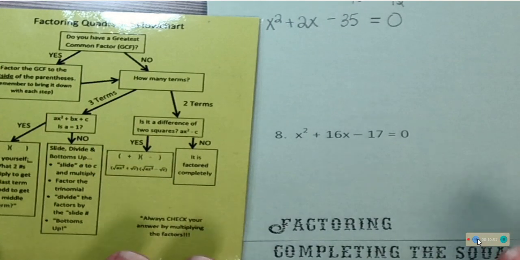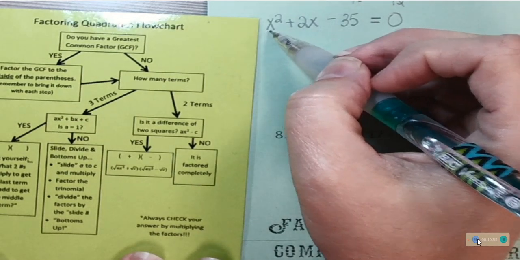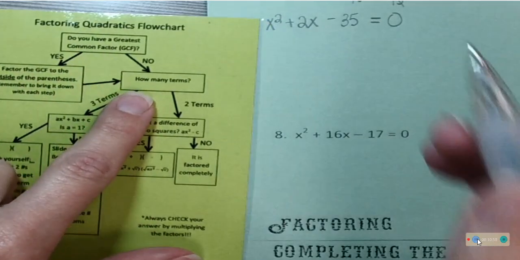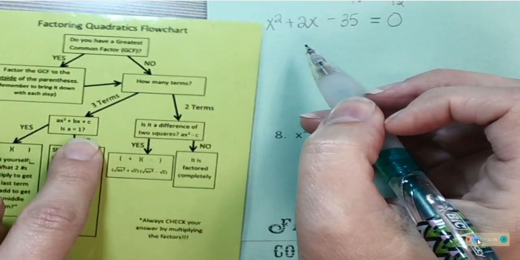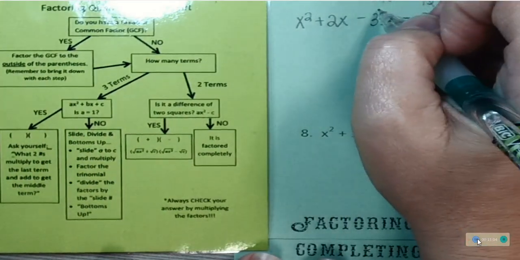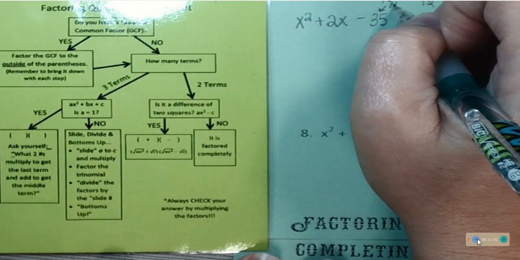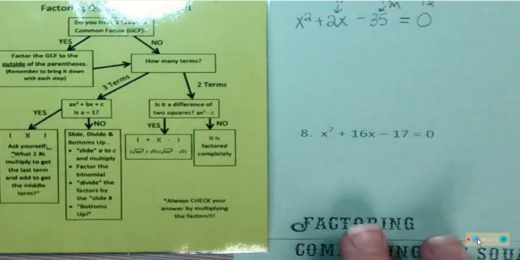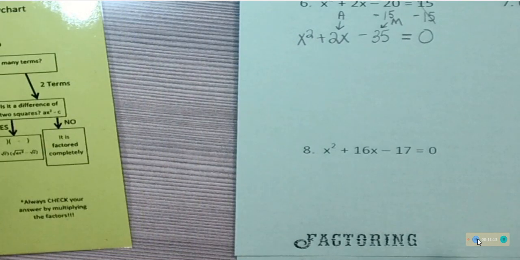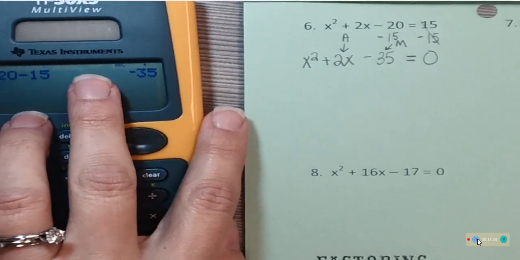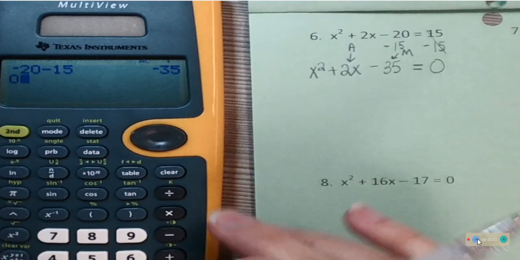So I'm going to follow my flow chart. Do you have a greatest common factor between 1x squared, 2x, and 35? Nope. Okay. How many terms you got? Okay. Is a equal to 1? Yes. So you ask yourself, what two numbers multiply to give you negative 35 and add to give you 2? Now, don't tell me the numbers, because remember, we're having to think through this. It's been a while since we factored.